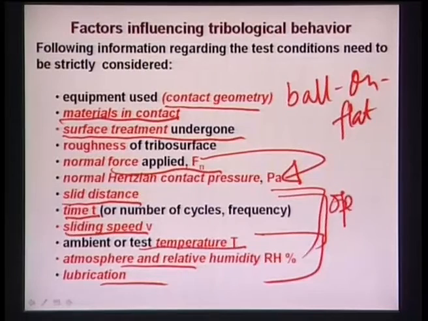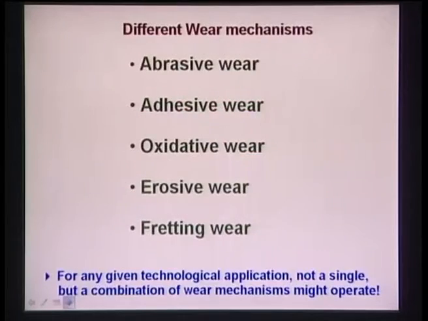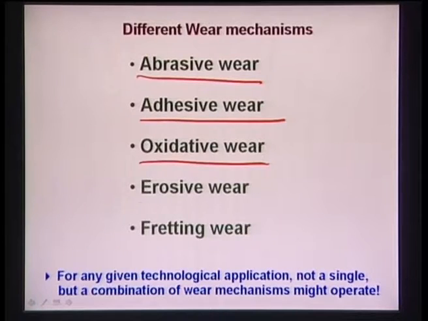Operating parameters means the load, the sliding distance, the sliding speed, etc., as well as the atmosphere. Now, the different mechanisms of wear can be classified into five primarily distinguishable mechanisms. One is abrasive wear, then adhesive wear, then oxidative wear, then erosive wear, and the last one is fretting wear.